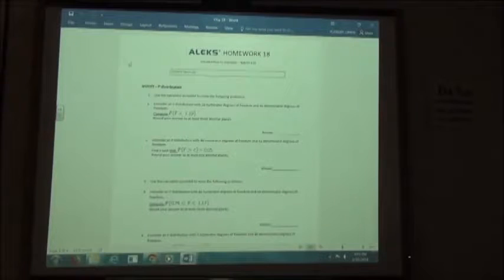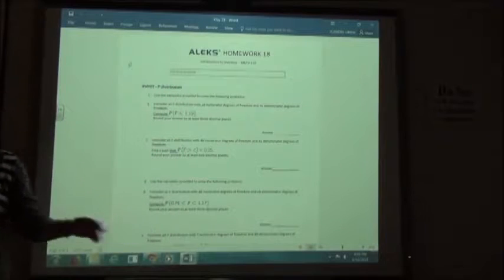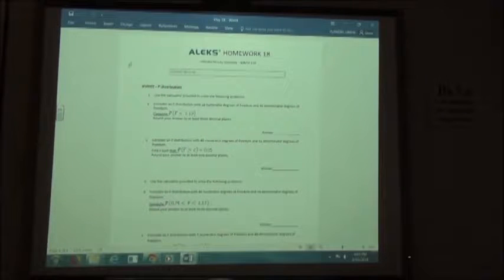All right, so this first part again is just using the Alex calculator and knowing how to do the p-value and the critical value, just like we did with the z-test and the chi-squared and the t-test, all of that. This is just a different distribution. So if you have your Alex open or you have your Alex calculator.